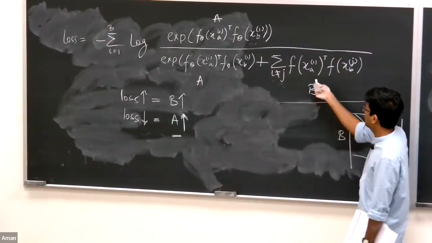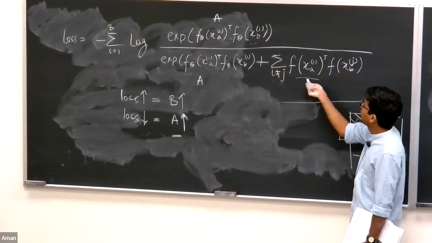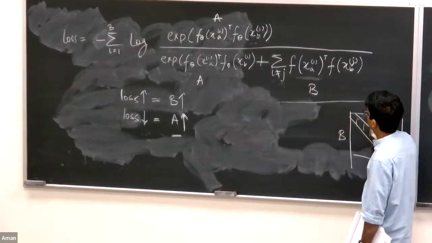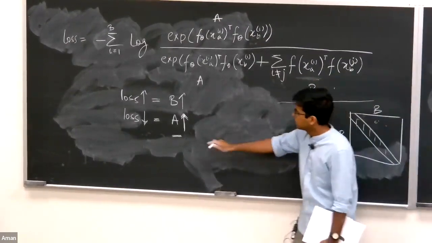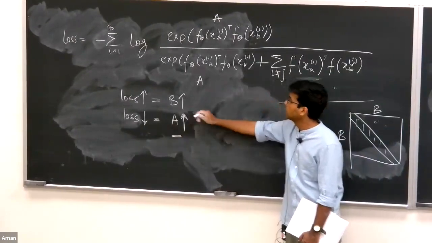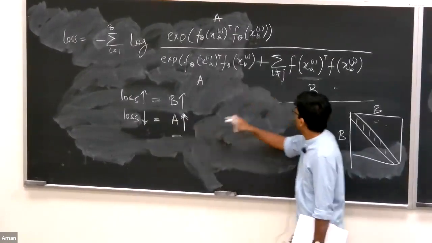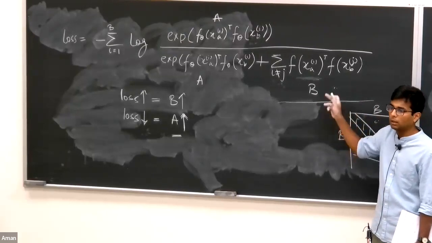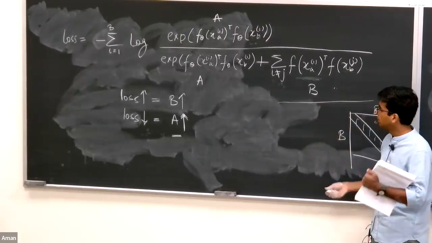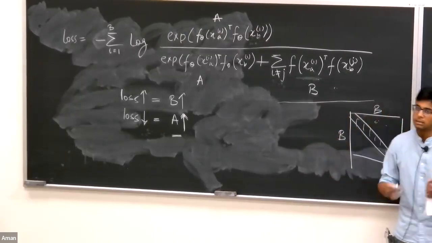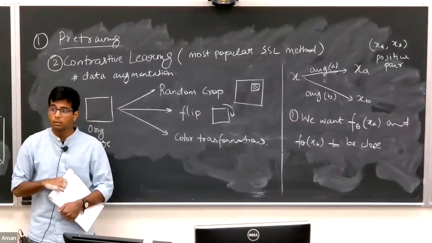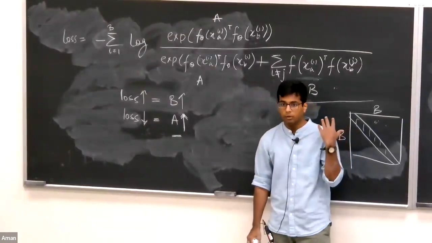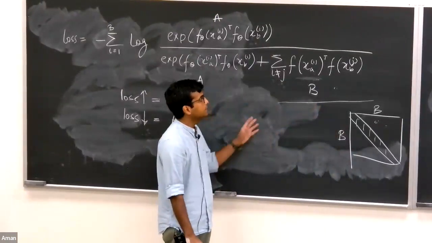For all of those non-diagonal elements, the dot product between the representations of negative pairs should be minimized. Which means that as the loss goes down, this value keeps going down as well. So the agreement between samples that are not paired is decreasing as the loss keeps getting better. Both of those criteria are sort of satisfied with this objective function.